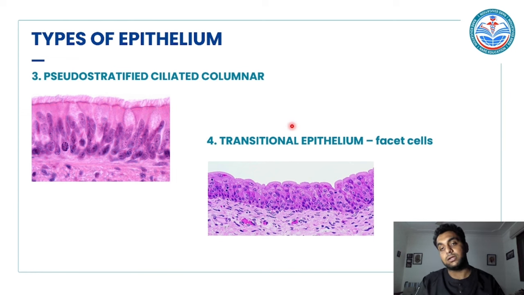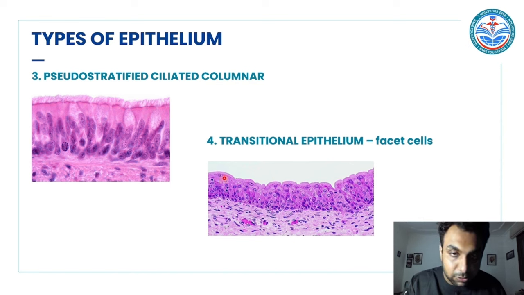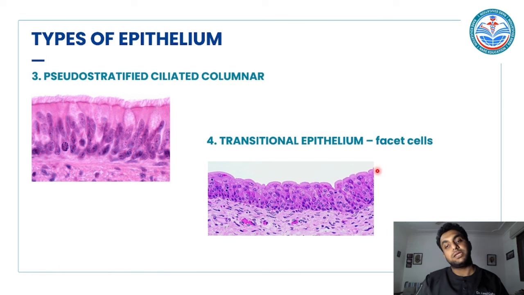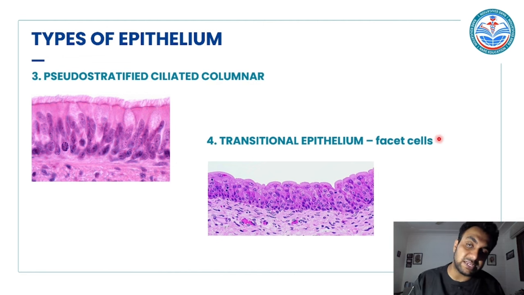Now look at this one. Very famous, and I expect a question on it from all of you. What is this? Now, if you see this, I can see different cells, different sizes and different shapes. The cells at the top look like an umbrella. Look at this, beautiful. So these cells look like an umbrella. They are called umbrella cells as well as facet cells.